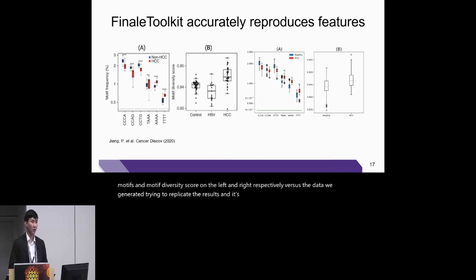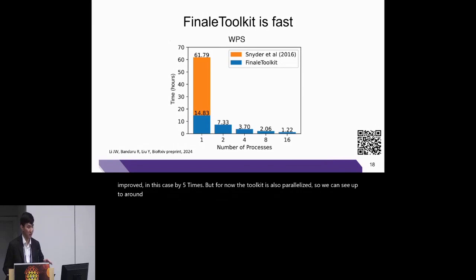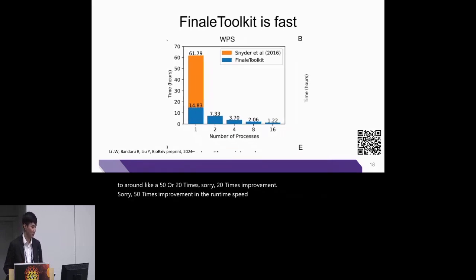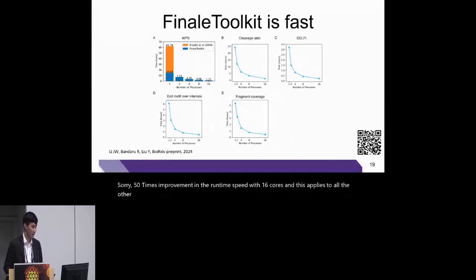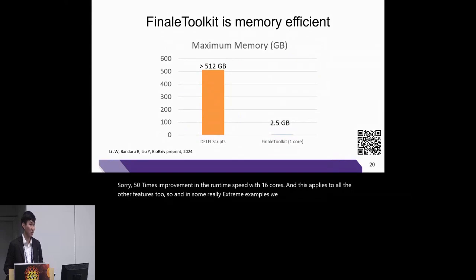FinaleToolkit is optimized in a few ways. This is an example of how the runtimes improve, in this case by 5 times. But FinaleToolkit is also parallelized, so we can see up to around a 50 times improvement in the runtime speed with 16 cores. And this applies to all the other features too. And in some really extreme examples, we notice a really great increase in the memory efficiency of our toolkit.